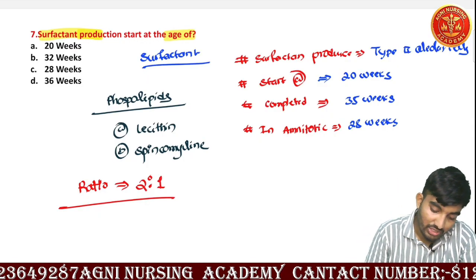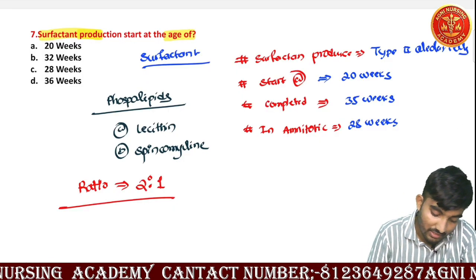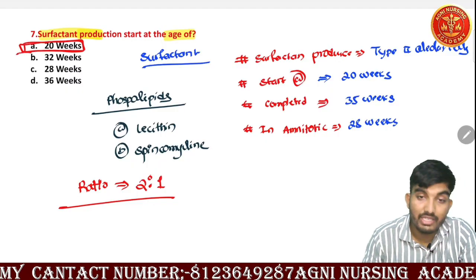We'll see the answer for our question. The question asks at which age surfactant production starts. Our answer is option A, it is 20 weeks.